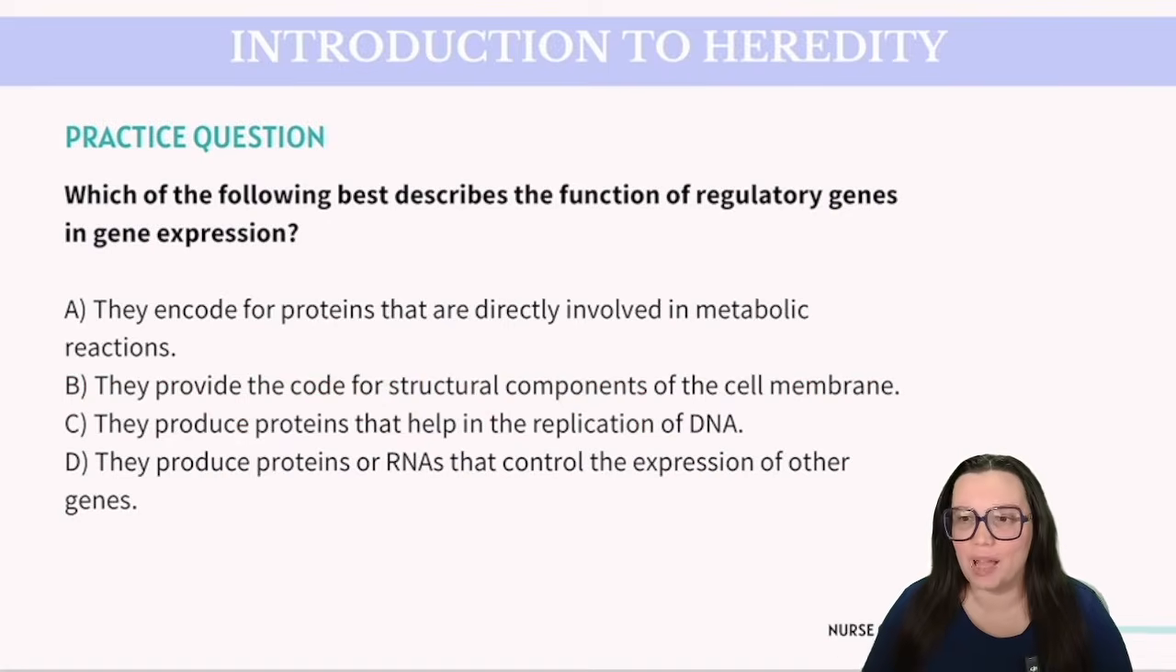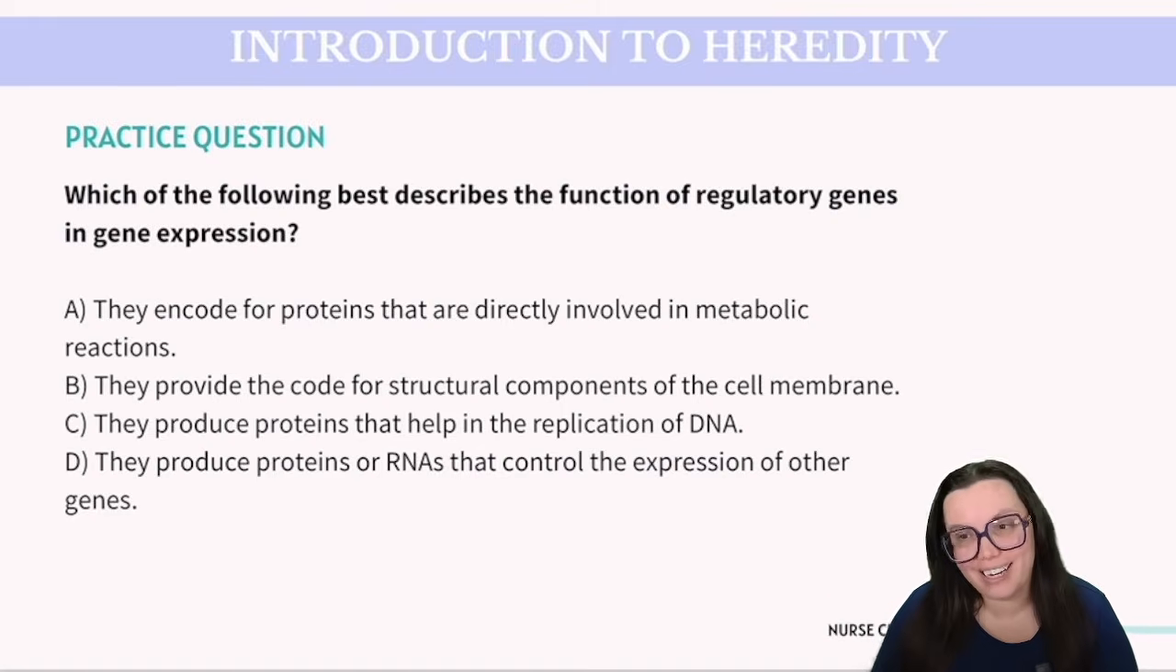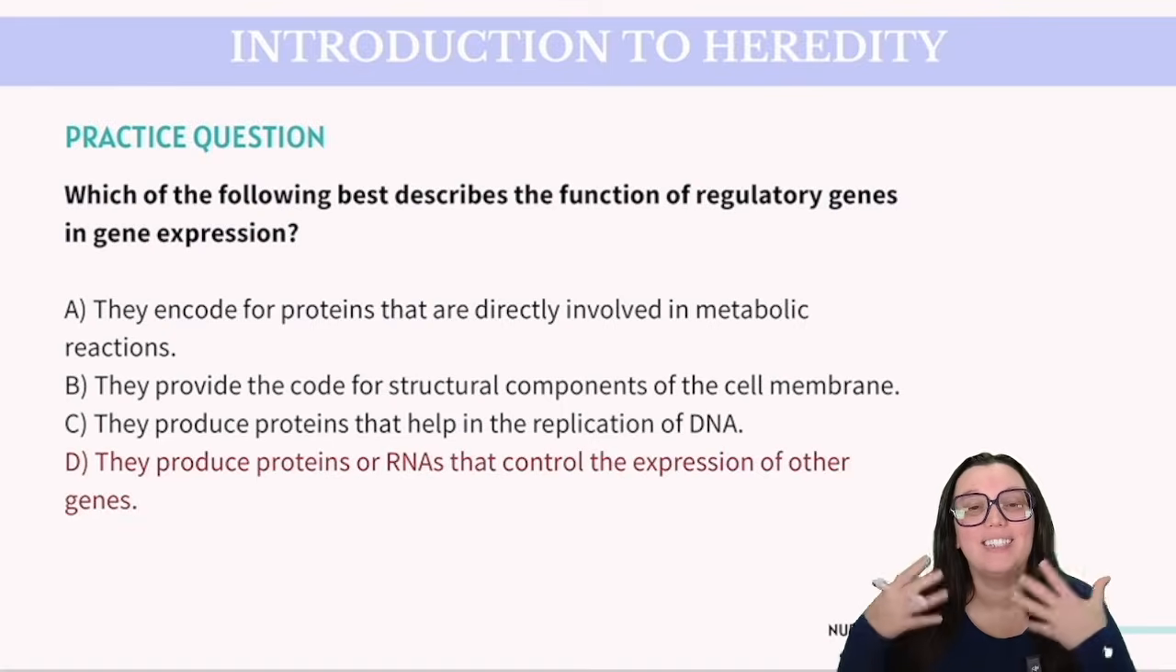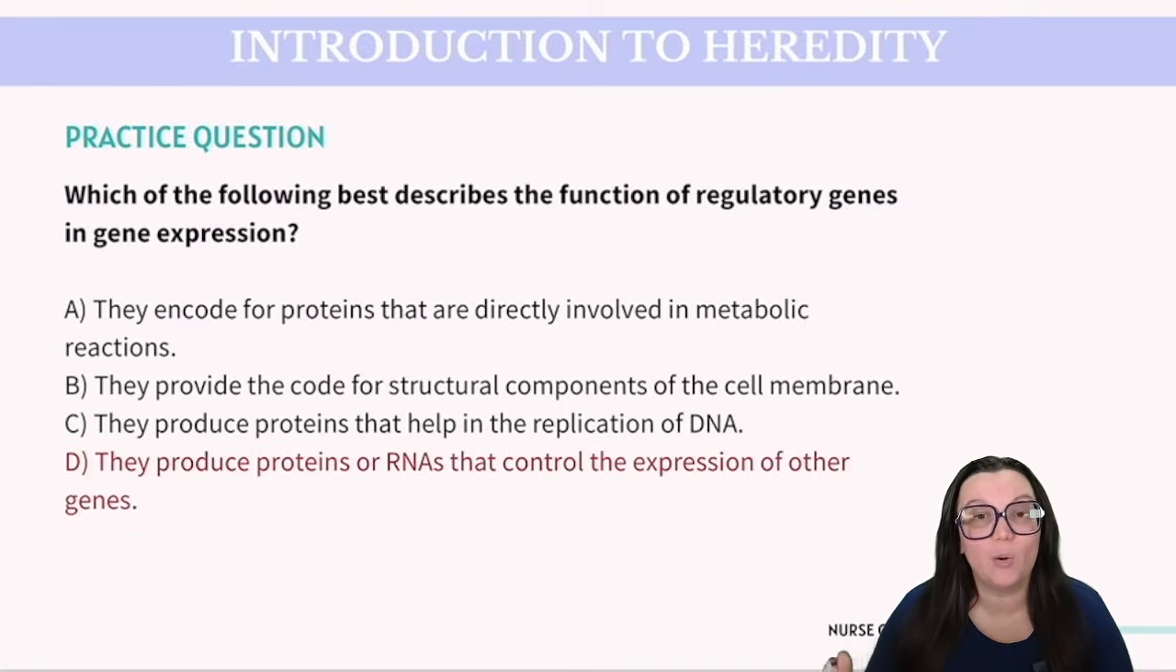heredity. Which of the following best describes the function of regulatory genes in gene expression? Is it A, they encode for proteins that are directly involved in metabolic reactions? Is it B, they provide the code for structural components of the cell membrane? Is it C, they produce proteins that help in the replication of DNA? Or is it D, they produce proteins or RNA that controls the expression of other genes? And the correct answer is D, they produce proteins or RNAs that control the expression of other genes.